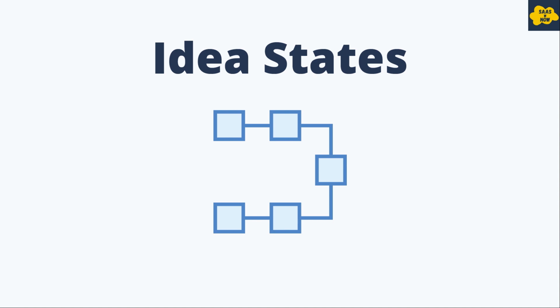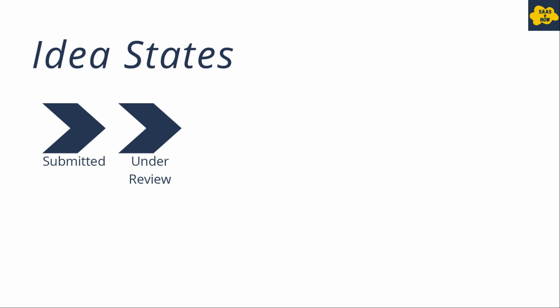Idea states. Idea record has different states as per the status of the idea, which is updated by Idea Manager. Submitted, when idea is submitted. Under review, when idea is reviewed by Idea Manager. In backlog, when idea is accepted and added in the backlog for further development.